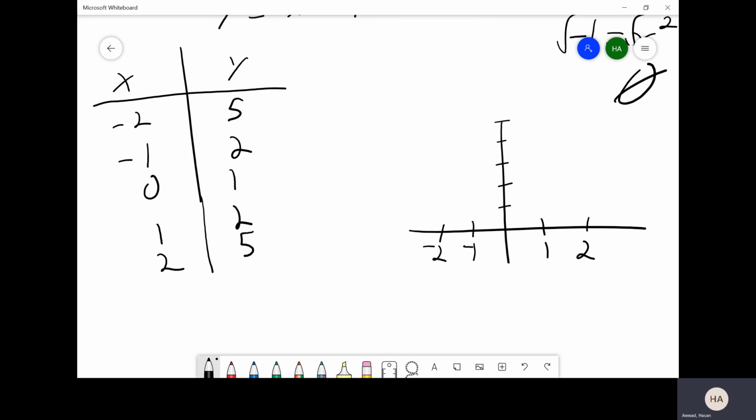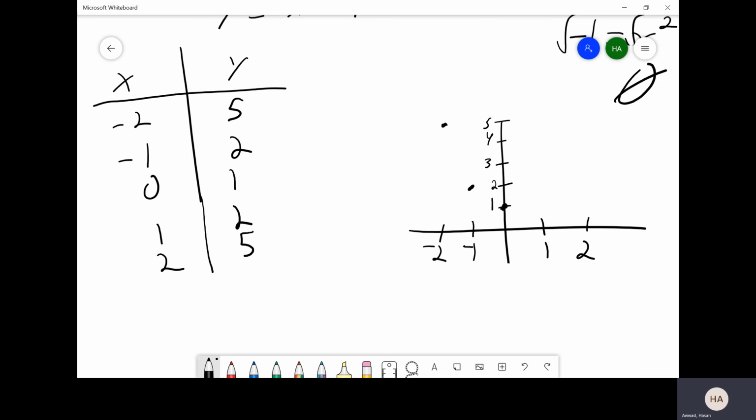Okay, so how's this going to look? Well, again, we have -2, 5, right? So that's going to be somewhere about here. We have -1, 2, so that's going to be somewhere right about here. I know I didn't label the y coordinates, so I apologize. I'll do that real quick. Okay, and now we have 0, 1, right? That's going to be our coordinate pair.